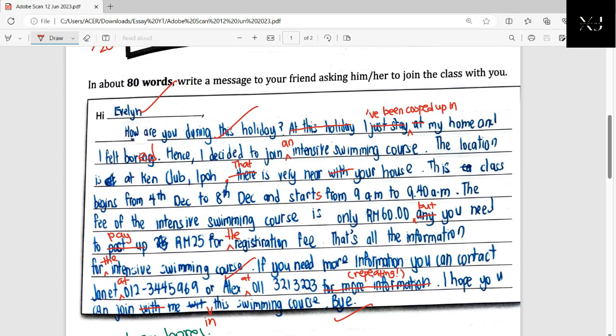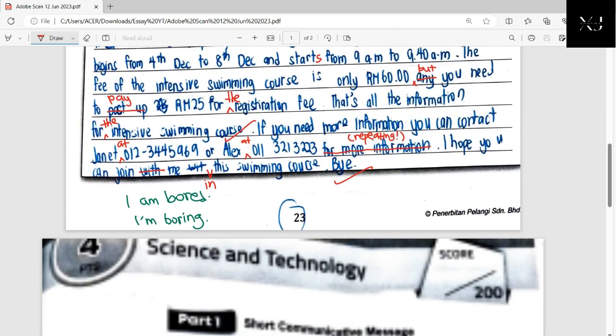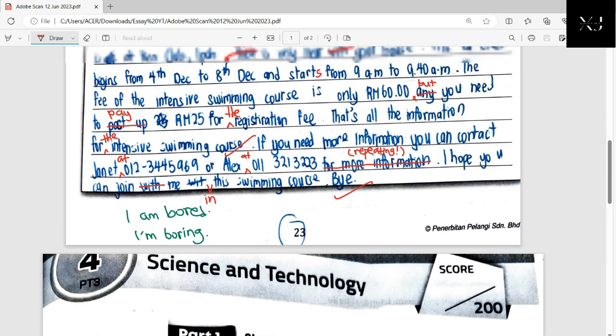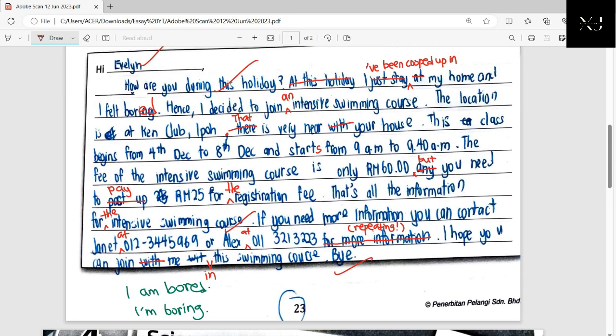Need more information. I hope you can join me in this swimming course. Bye. But if you want to save word, you guys can actually say, I hope you can join me. Bye. Okay? So, or you can also say, I hope to hear good news from you. Something like that. Okay, so it is very short and simple, very easy for me to mark because there's barely any mistakes and all those things, which is very good for her.